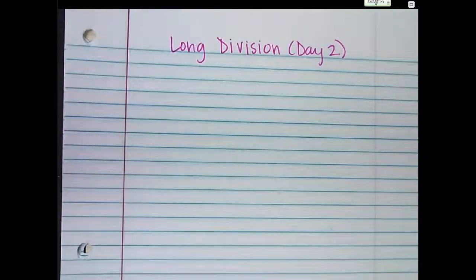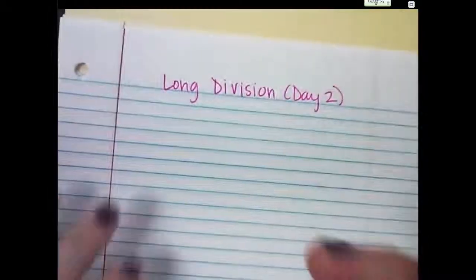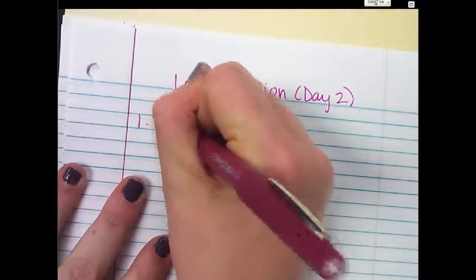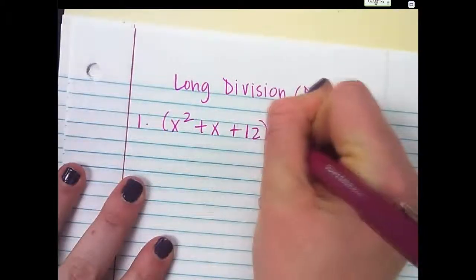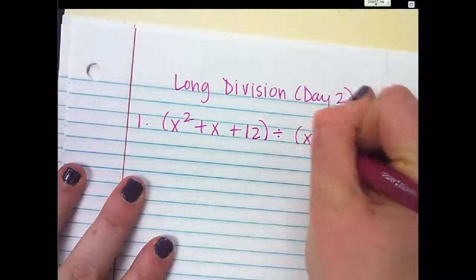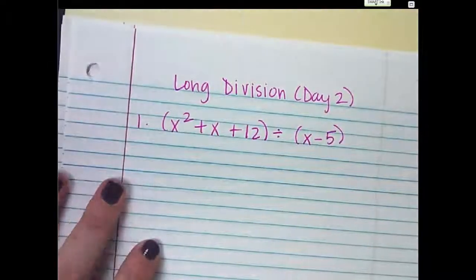So let's start out with one, kind of like yesterday. I can find my number 1. Okay, here it is. Number 1: x squared plus x plus 12 divided by x minus 5.